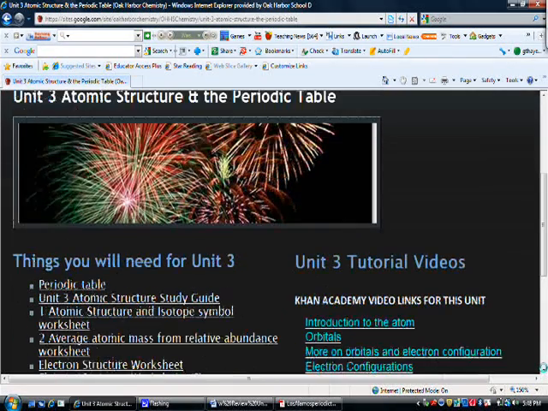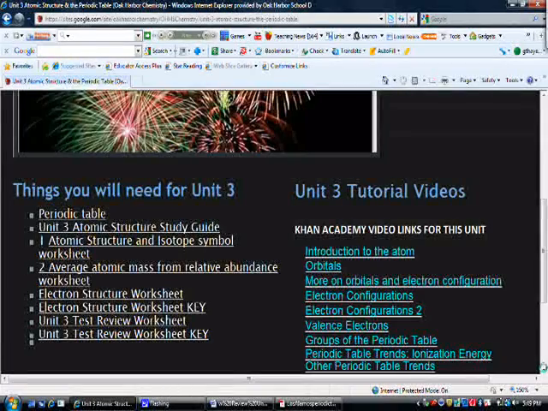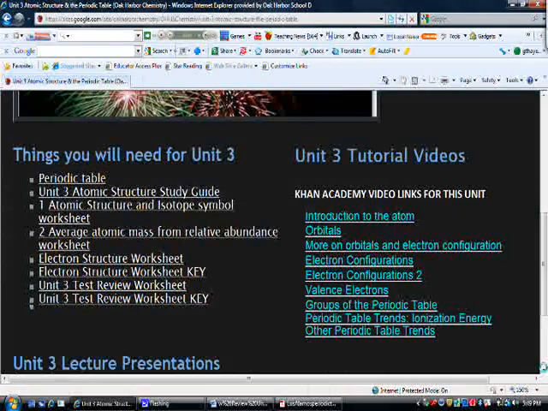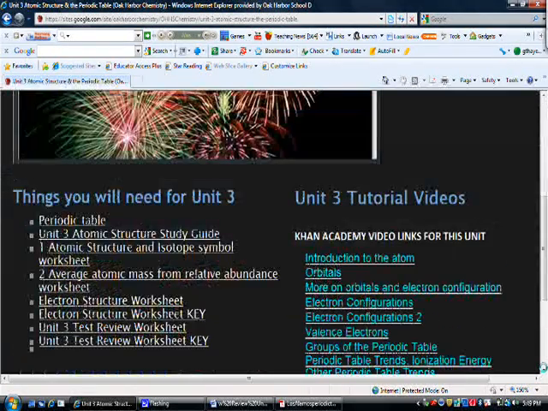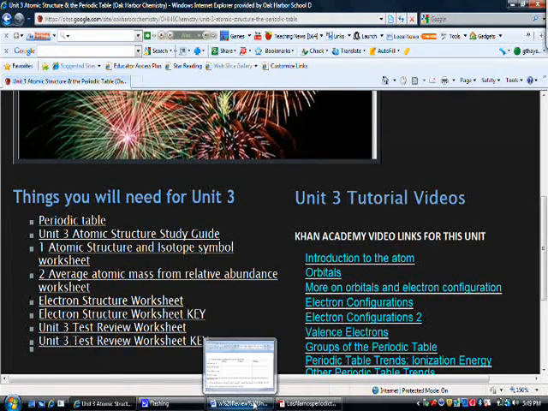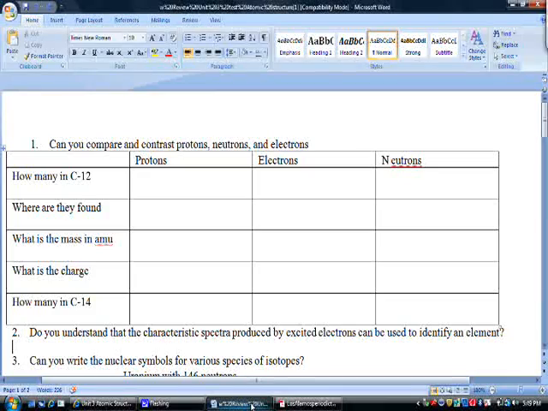Several things you need to keep in mind as we're heading into the new year and getting ready for a test. If you go to the website and click here on Unit 3, atomic structure, you can find the review sheet for the test, and even a key to help you through it. But right now, let's look at what you need to do and what you need to know in order to be successful on this little test that's coming up.